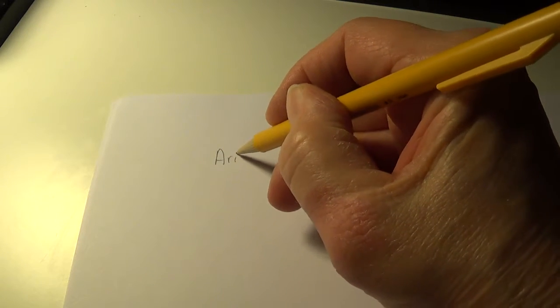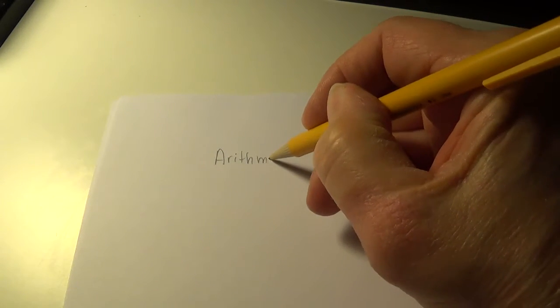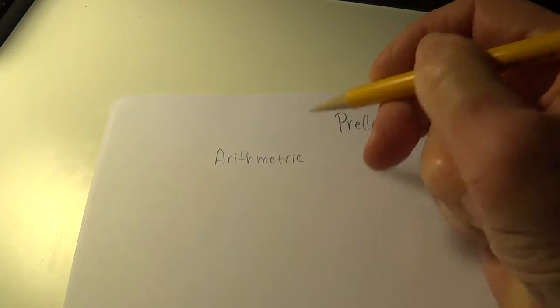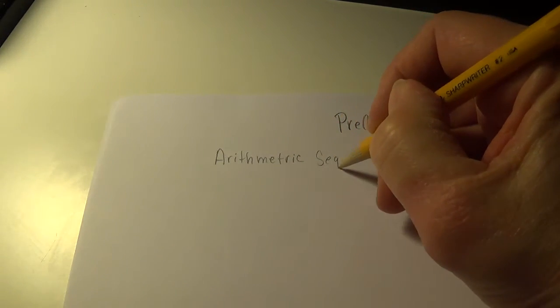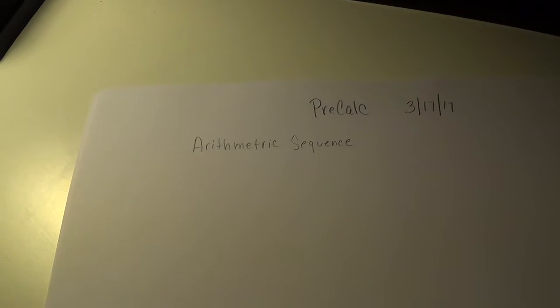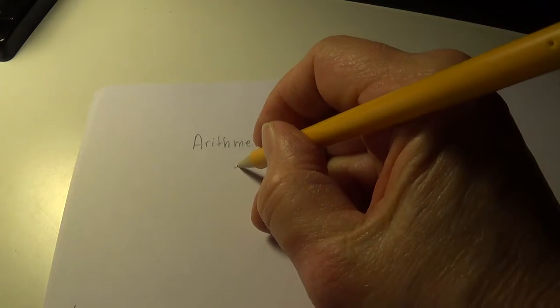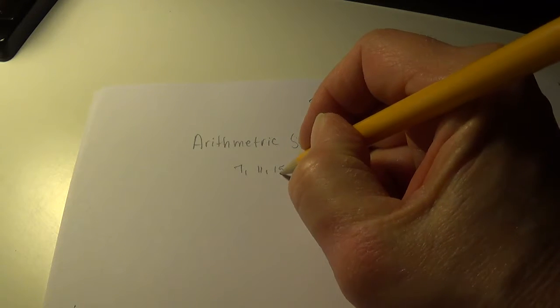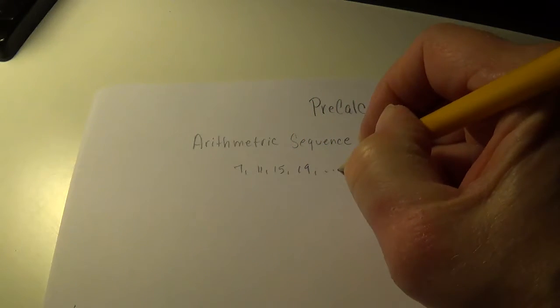So we've been talking about sequences and working on those for a couple days now, and the last topic that I discussed on video was an arithmetic sequence. And you'll recall an arithmetic sequence is like 7, 11, 15, 19, etc.